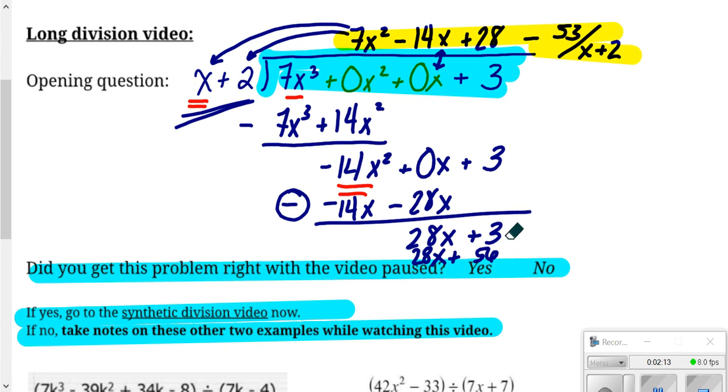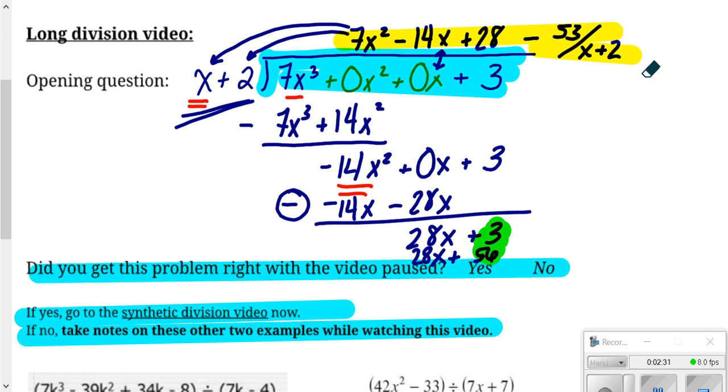And at the end, I didn't quite have room down here, but when I subtracted 3 minus 56, I got negative 53. So that remainder is written up here with the divisor underneath it. So the answer to the division problem is what's highlighted yellow.